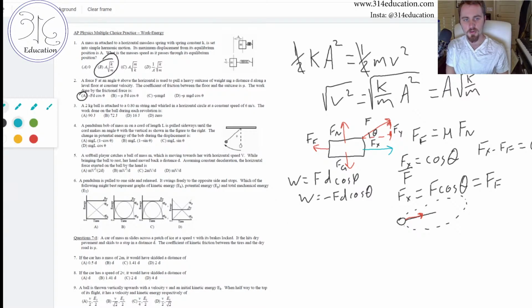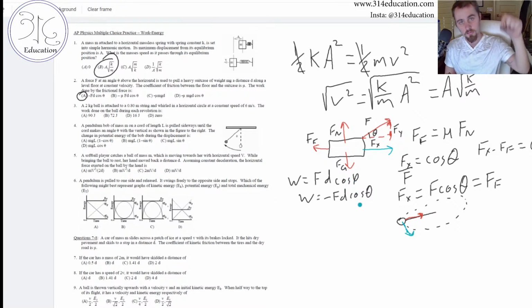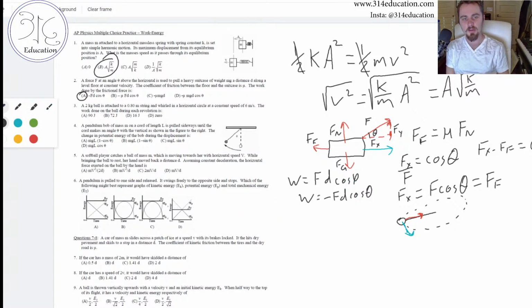But our motion is always going to be perpendicular. We're always moving around this way, and the cosine of 90 degrees goes to 0. So we expect at any given point on this circle, the displacement vector to be perpendicular to our force vector, meaning our work goes down to 0 in that case. So that means D is going to be our answer for number 3.